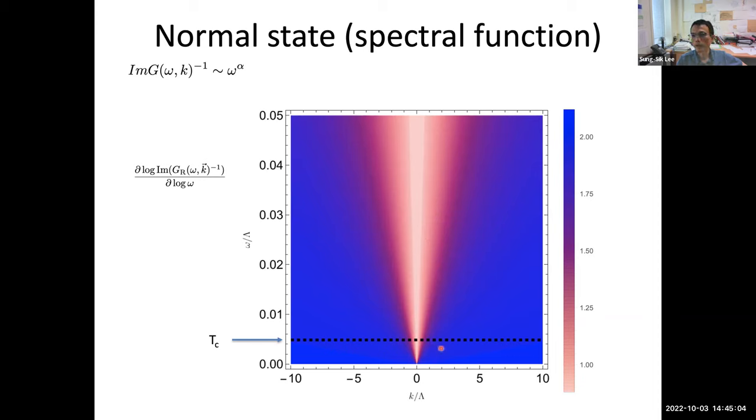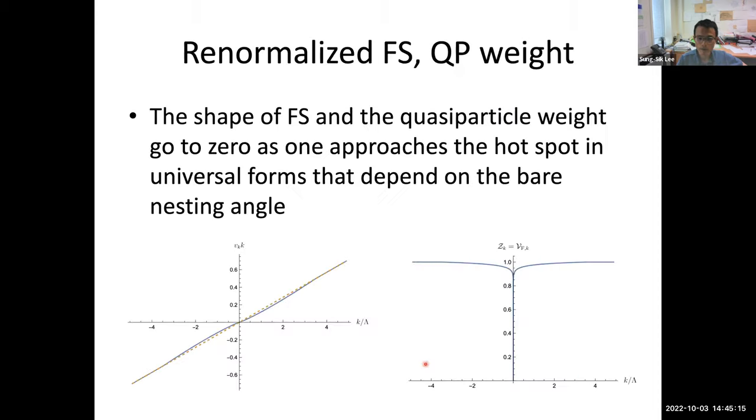So you can imagine that, strictly speaking, quasi-particles are well-defined away from the hotspot. The quasi-particle weight becomes very small as you approach the hotspot. And indeed, that is the case here. This is the quasi-particle weight in the zero energy limit, plotted as a function of momentum along the Fermi surface. There's some universal momentum dependence with which the quasi-particle weight decays to zero. And here on the left panel, this blue line represents the shape of the renormalized Fermi surface. If you solve the beta functional for the little v of k, the shape function, in the low energy limit, it approaches some universal form that only depends on the bare nesting angle.